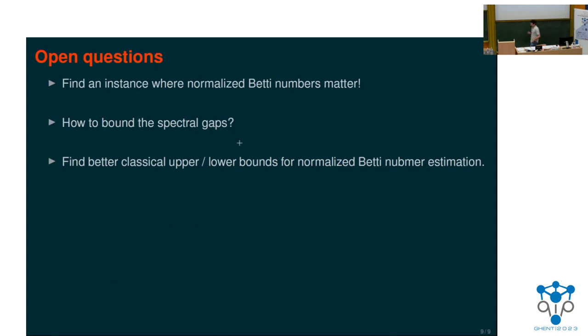Okay, and I think I managed to get on time to the open questions. Well, I think some open questions are shared with other talks, but let me say that again. We should find an instance where normalized Betti numbers matter, because that's where we can hope for really superquadratic speedups. That's an important thing to understand. And while all these algorithms depend on some spectral gaps of these boundary operators, we don't really have good methods to bound them, so it would also be an interesting question how to do that.